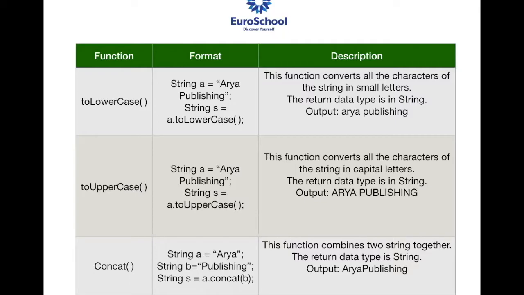Ma'am, for the concat, if it is String B.concat(A), then it would be Publishing Arya, right? Perfect. I'm moving to the next. Ma'am, if there is a white space before P in Publishing, then it will be Arya space Publishing. Correct. So you have to add the blank space, but normally you don't put a blank space unnecessarily in a variable. In that case, it will join both the things together.